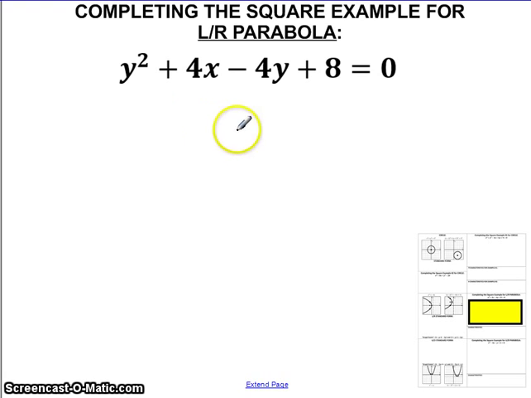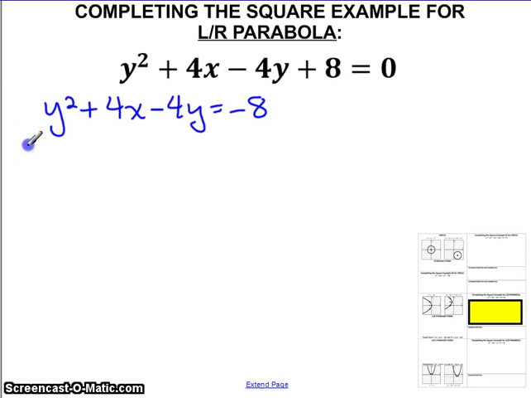Here's a parabola. We know it's a parabola because it has no x squared term, it has only a y squared term. So we'll go ahead again with moving the 8 now to the other side. y squared plus 4x minus 4y equals negative 8. Let's group this together. We've got the negative 4y over here. We'll bring it up with the y. We have a 4x sticking out here and a negative 8.